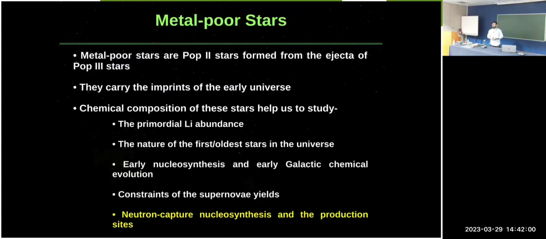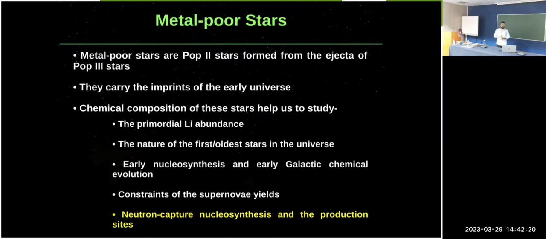So metal poor stars are population two stars, which are formed from the ejecta of the first stars in the universe. So they carry the imprints of the early universe. By studying the chemical composition of the metal poor stars, we can try to understand the primordial lithium abundance, the nature of the first stars, early nucleosynthesis, and early galactic chemical evolution.